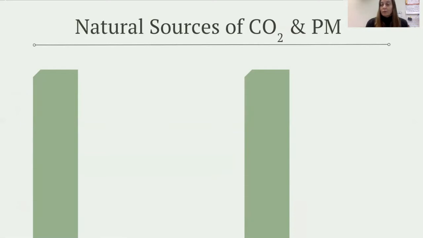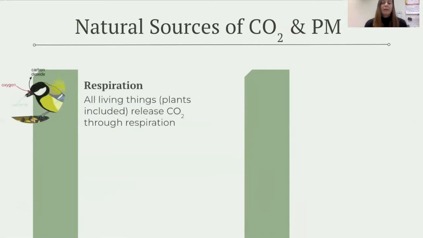So natural sources of the other two, of carbon dioxide and particulate matter. All living things release carbon dioxide through respiration. Plants take in carbon dioxide through photosynthesis, but they also release carbon dioxide as part of their cellular respiration process. They just overall take in more than they give off. But your living, breathing things that take in oxygen give off carbon dioxide.